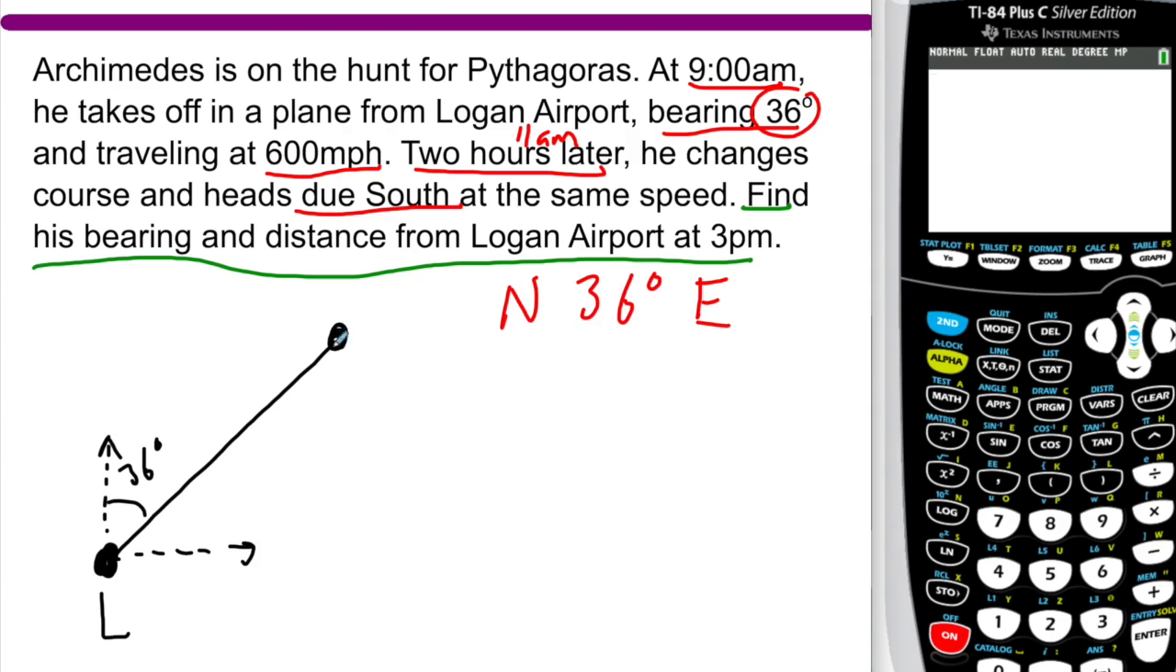Okay, this point represents 2 hours later. So he's gone 600 miles per hour for 2 hours. So he's gone 1,200 miles. Now, Archimedes suddenly is here. So remember, at this point, I'm going to again set up my compass, my north and east, and now he's going to begin to go due south.